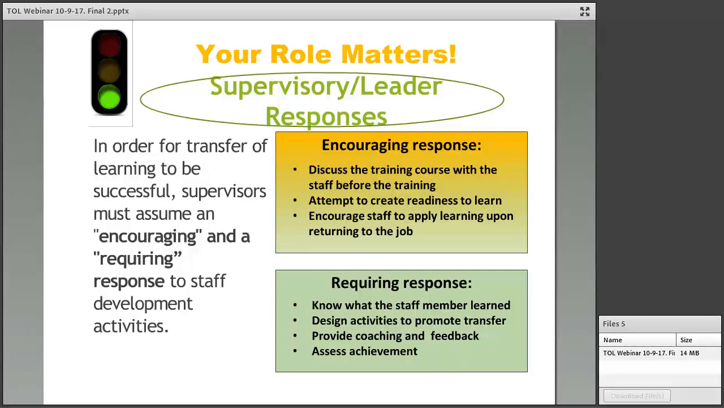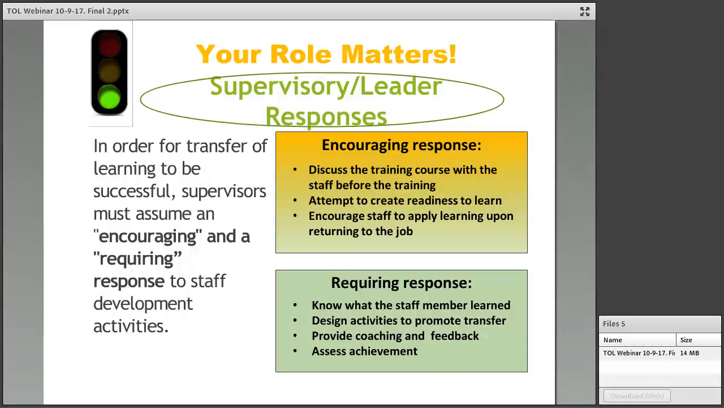So an encouraging response would be something that looks at discussing the training course with the staff before the training. Why is it important? How will it be useful in their work? Setting it up and getting some buy-in before they even get started. We all know that our staff are overworked. They feel like there's a whole lot of things on their desks, a lot more to do than they may feel like they have time for. And adding a training oftentimes feels like way too much.